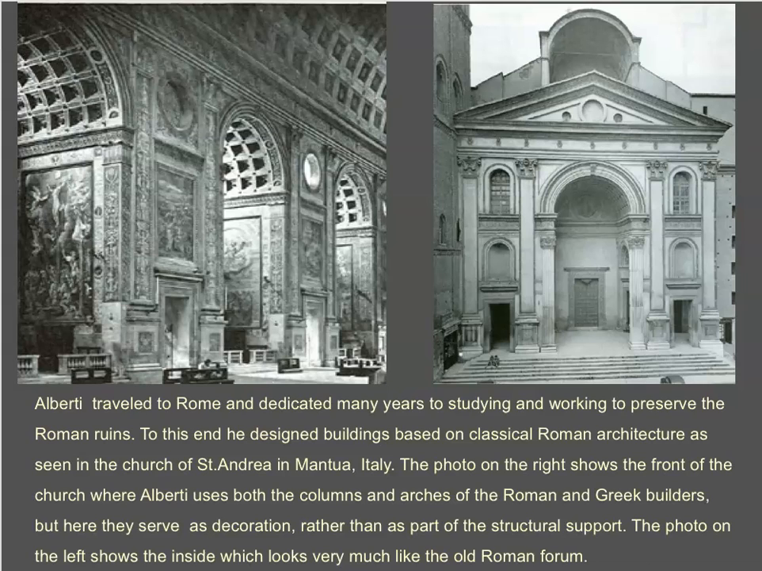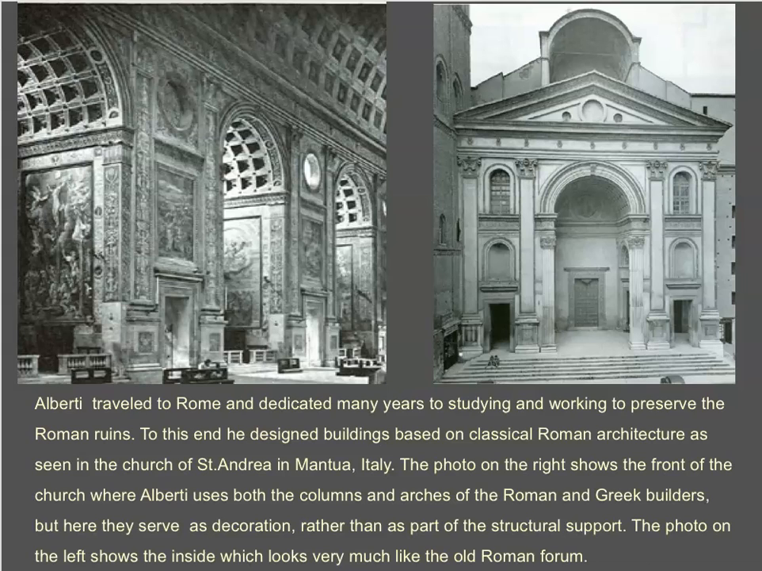We see this in the Church of St. Andrea in Mantua, Italy. The photo on the right shows the front of the church, and this is where Alberti uses both the columns and arches typically used by Roman and Greek builders. But in this case, they really are decoration rather than a part of the structural support, which is how they were used in Roman and Greek times.